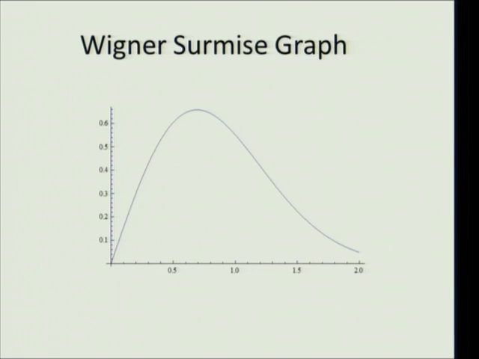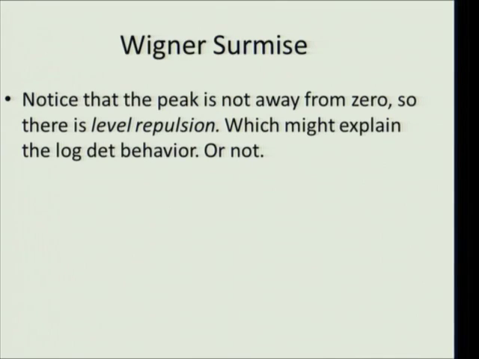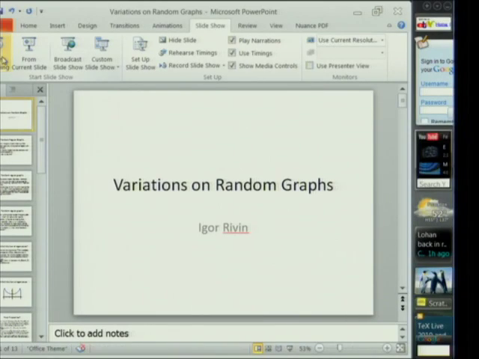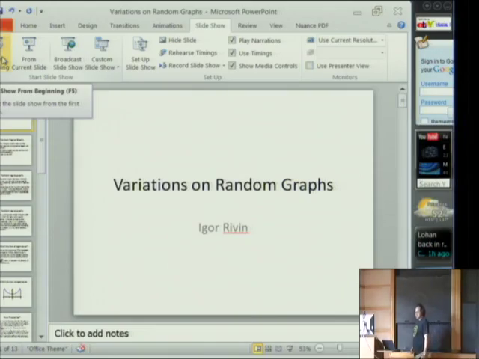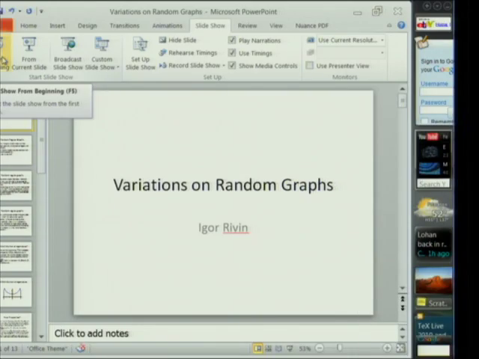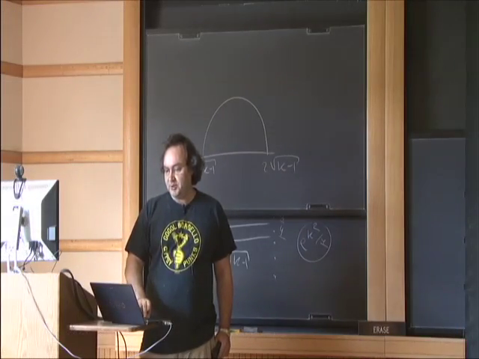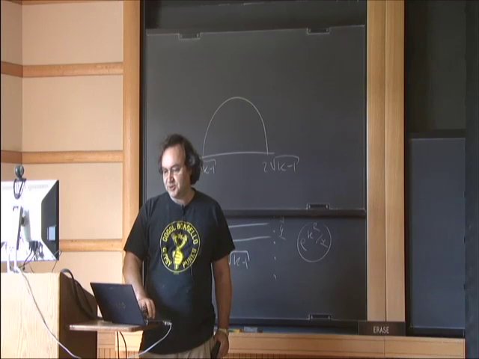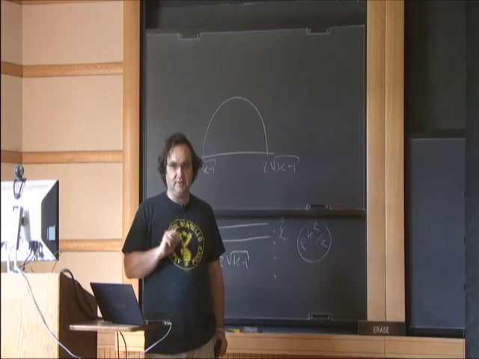So this is what the graph of the probability density looks like. And that's the end of this part of the talk. For some reason, a slide is missing; there are more pictures, they're just not part of this slideshow. But I'll talk about what they mean in a little bit.